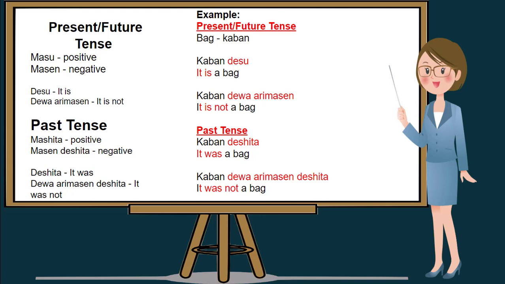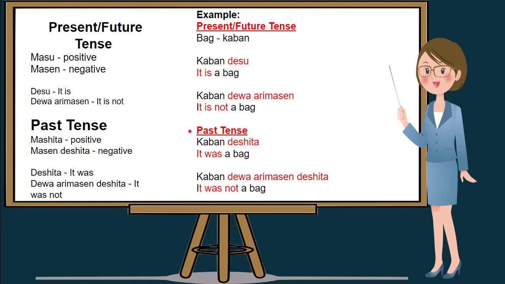Let's read these sentences once again. Please repeat after me. Kaban des. Once again. Kaban des. In English, it means it is a bag. Next, kaban dewa arimasen. Once again, kaban dewa arimasen. In English, it means it is not a bag.